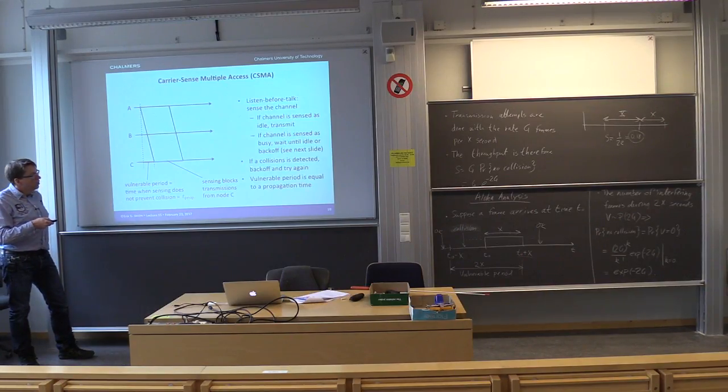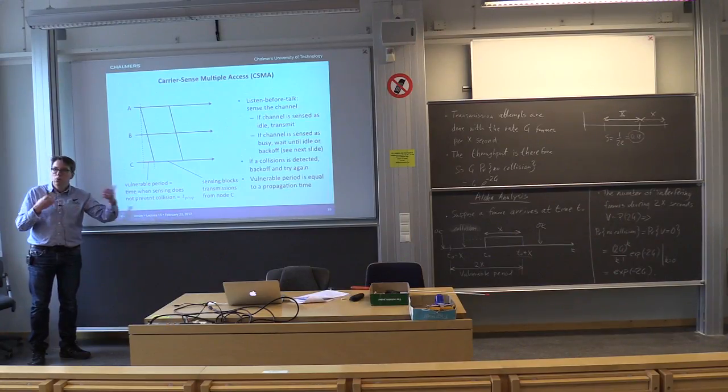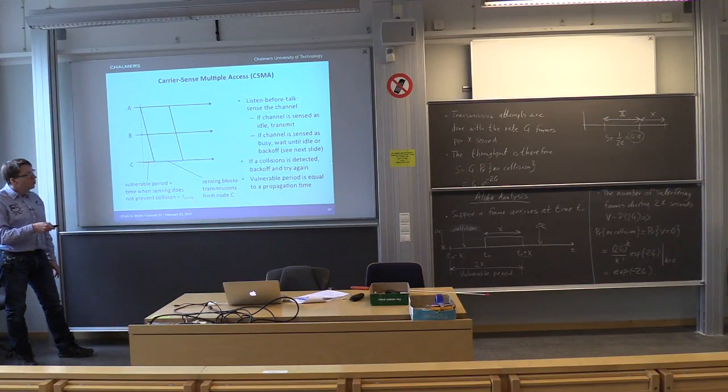Now, if a collision is detected, then we back off and try again. A collision could be detected in the sense that we don't get an acknowledgement from the other side, or maybe we can also listen to the medium while we are transmitting. So how could there possibly be collisions? Well, it could be because we have propagation delays.